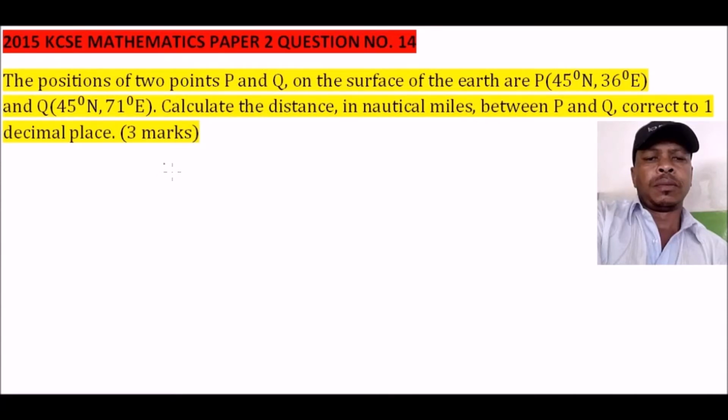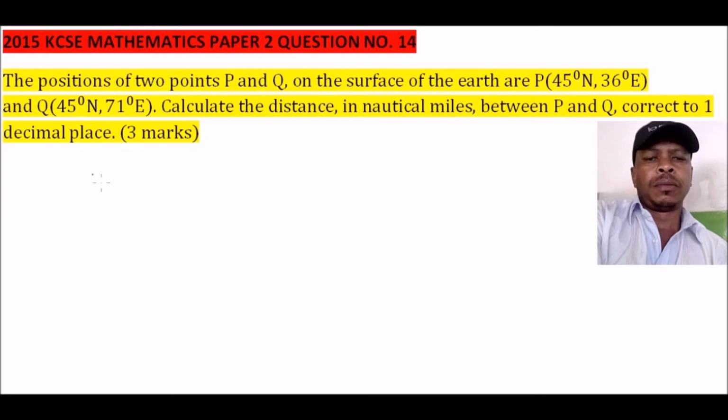Na kwa hii video nataka tuangalie question number 14 yenye ilifanywa 2015 mathematics paper 2. Inasema the position of 2 points P and Q on the surface of the earth are P 45 degrees north, 36 degrees east, and Q 45 degrees north, 71 degrees east. Calculate the distance in nautical miles between P and Q, correct to 1 decimal place. You get yourself 3 marks.